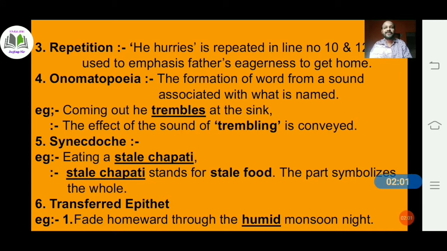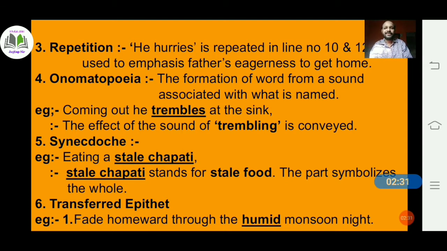Let's talk about the figure of speech number 4, that is onomatopoeia. What is this? That is the formation of a word from a sound associated with what is named. As an example, "coming out he trembles at the scene." Now see, the effect of the sound of trembling is conveyed through the example. So this is the example of onomatopoeia.